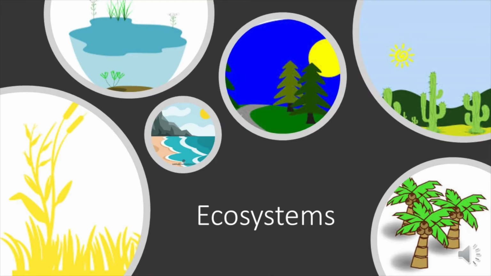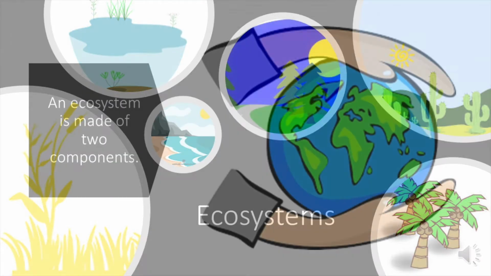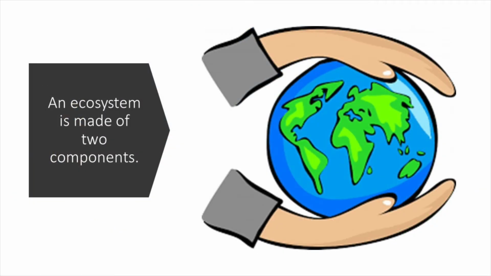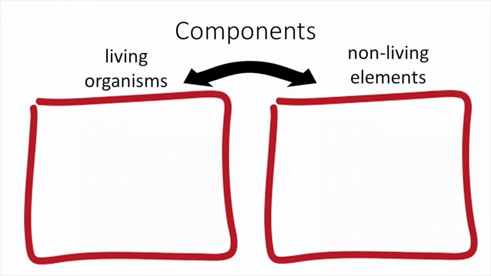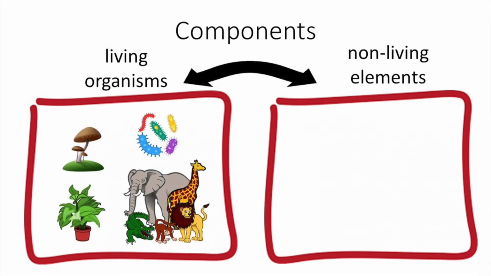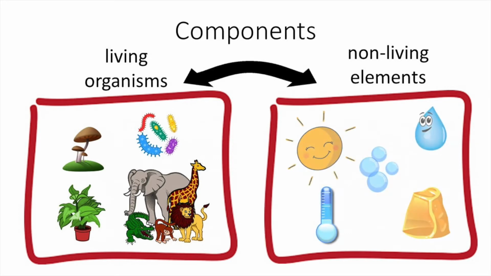An ecosystem is a community that includes living organisms and their interaction with the physical elements in an area. The two main components of an ecosystem include living organisms and non-living elements. The living organisms include things like plants, animals, fungi, and microorganisms, while non-living elements include things in the environment like air, water, sunlight, nutrients in the soil, and temperature.